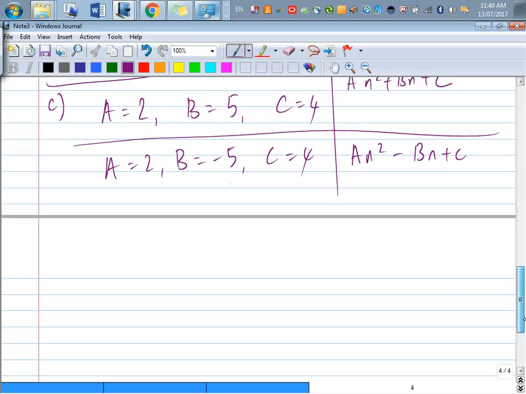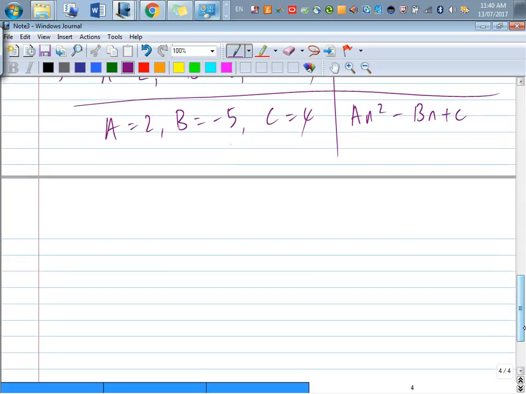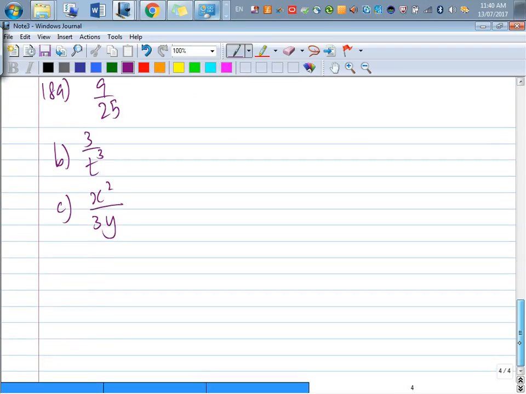All done? 18a, answer 9 over 25. Part B, 3 over t cubed. Part C, x squared over 3y. Okay? Yes.